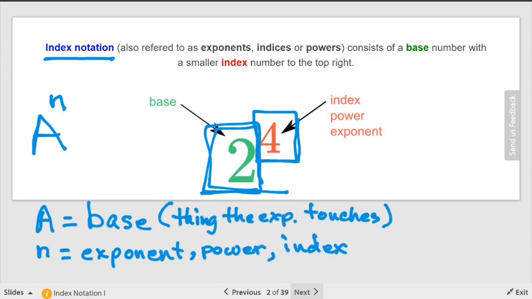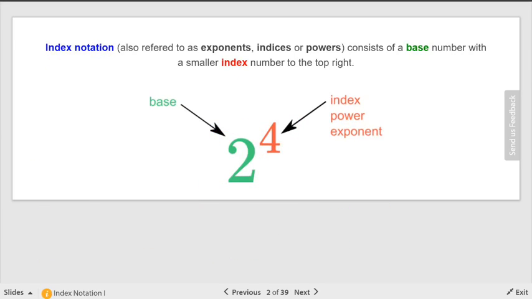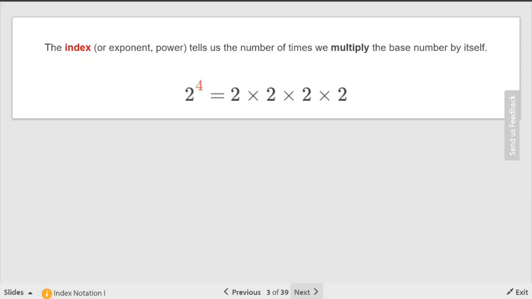Base and exponent, right? The base is, and think about it, we need to say the base first because the base is where it all starts, isn't it? If you think about the base of something, that's the bottom and everything else is built on top of it, right? So base and what? Exponent. Excellent job, guys.